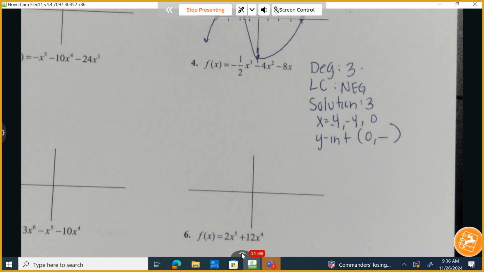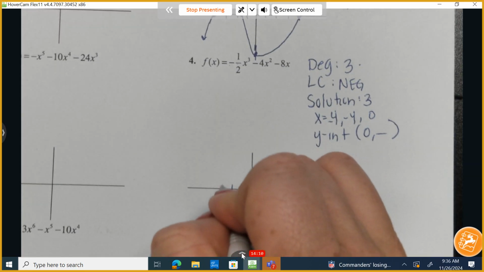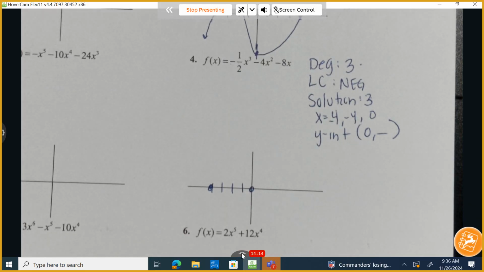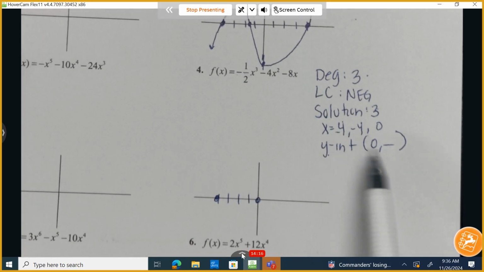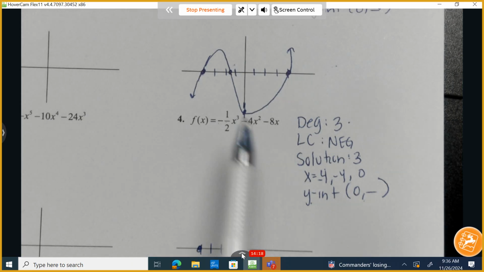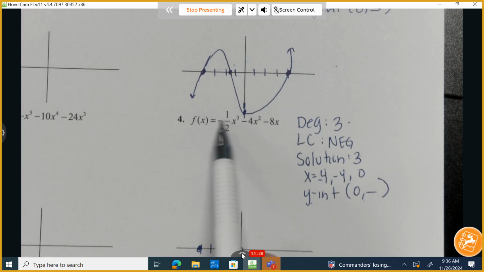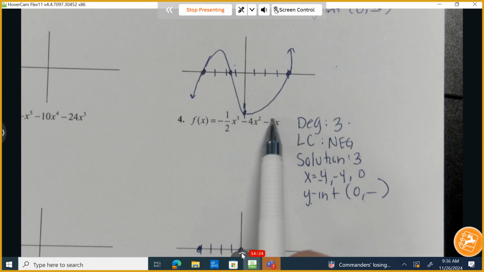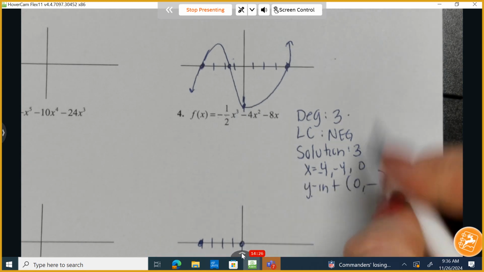So let's go to our graph. Let's locate negative 4, make a dot, and locate 0. And let's now identify the y-intercept. So that means when I plug 0 in, 0 cubed times this number is 0, and 0 squared times this number is 0, and 0 times 8 is 0. So 0 plus 0 plus 0 is 0.